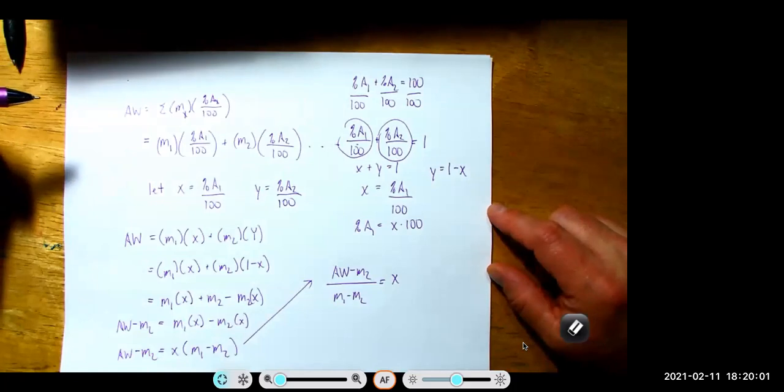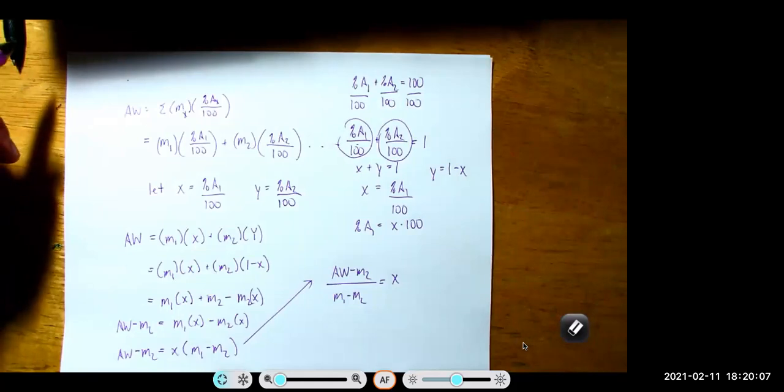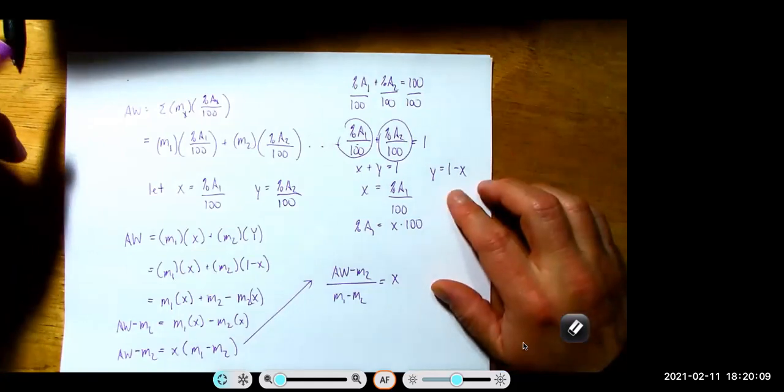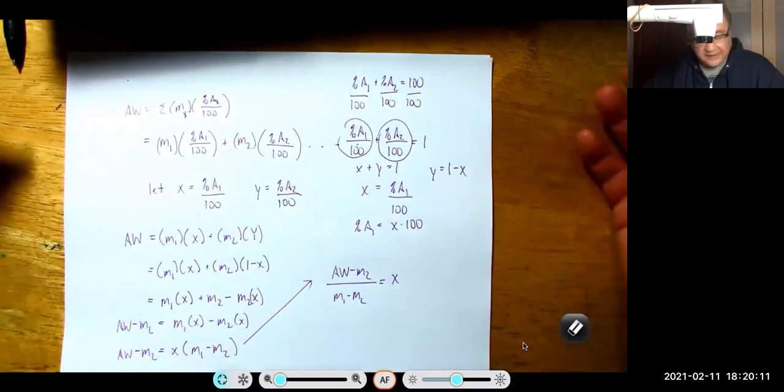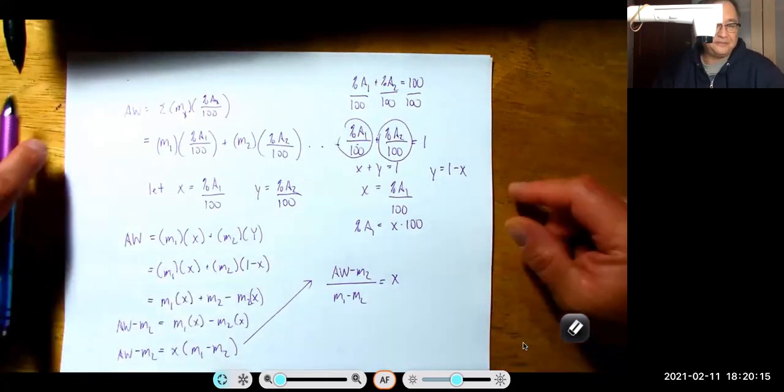Okay, so would you use the Y equals 1 minus X kind of thing if you don't know what the fractional abundance is? Is that right? That's exactly it. If you don't know the fractional abundances, you use this to figure it out.